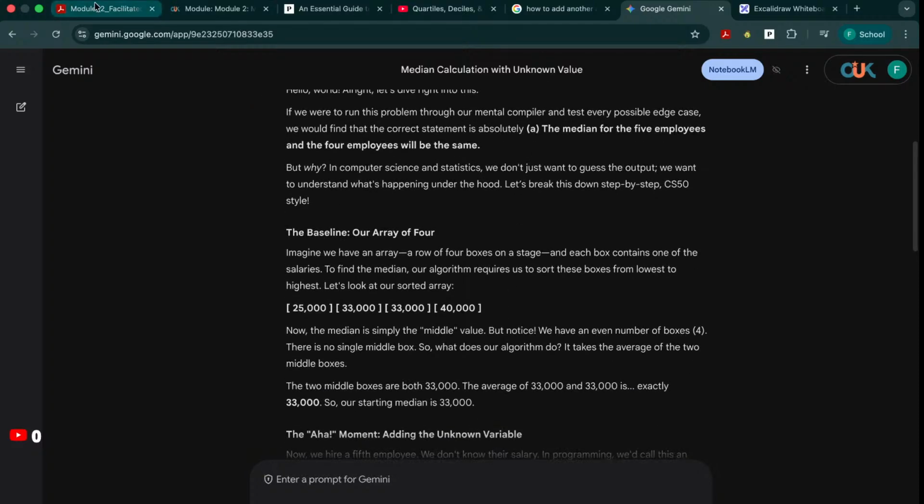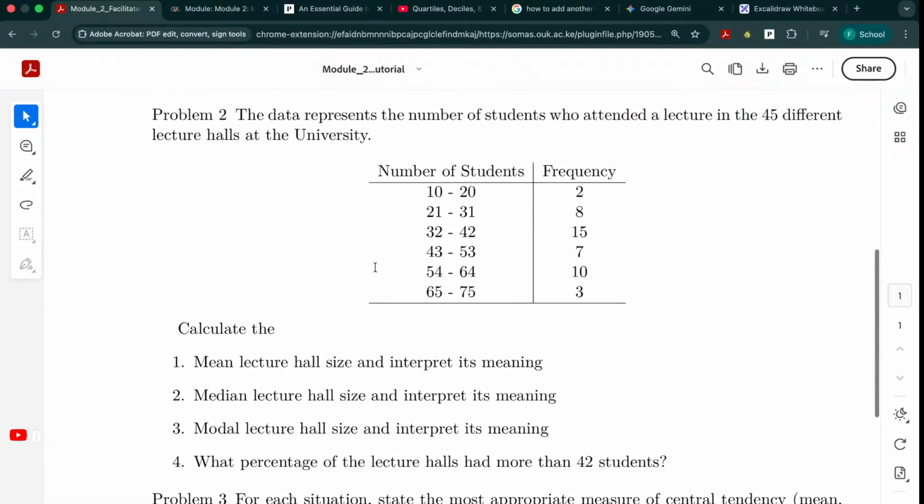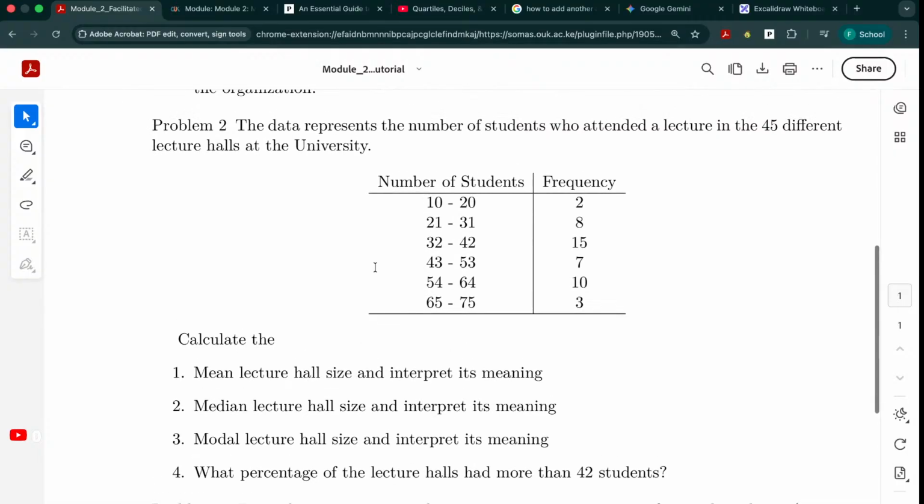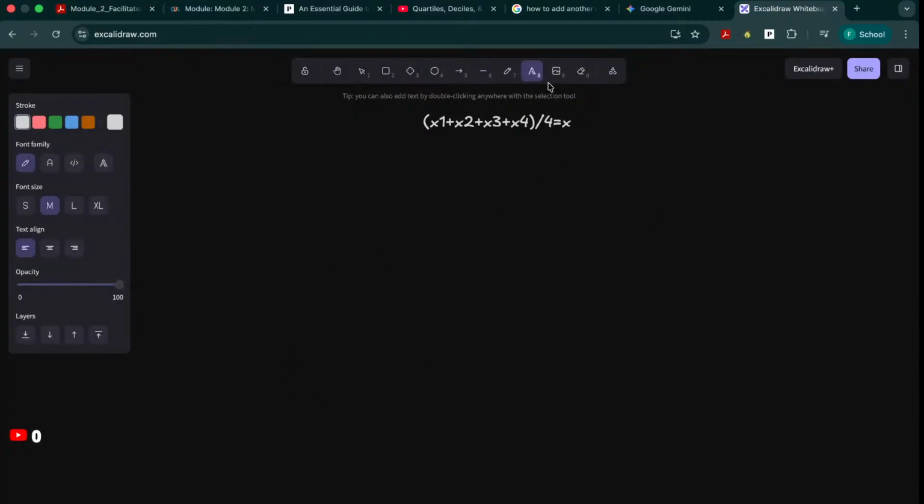So we get to question number 2. In this question we are doing the mean for grouped data. Let me see if this will work. Number 8.